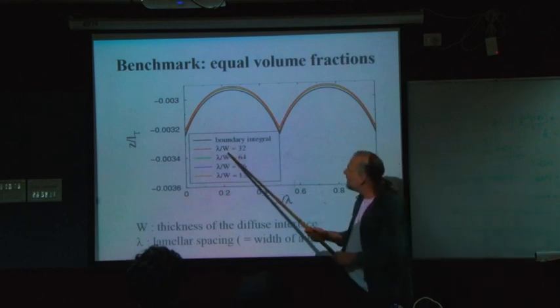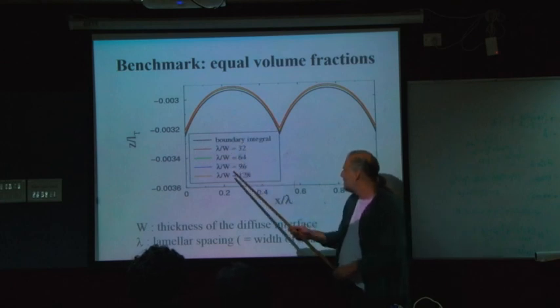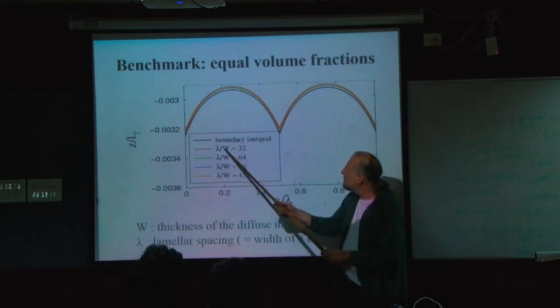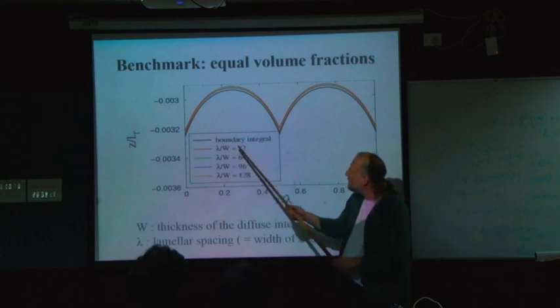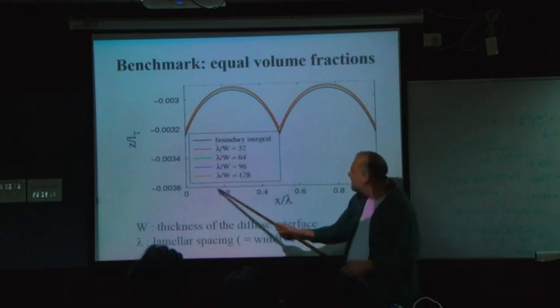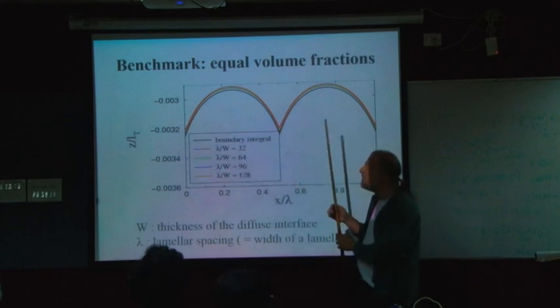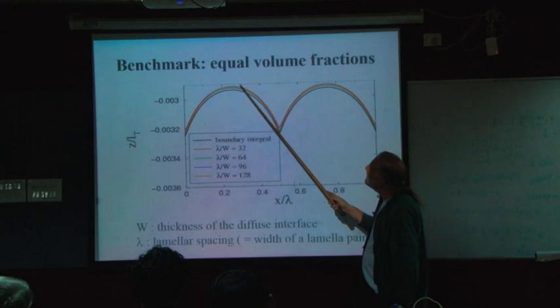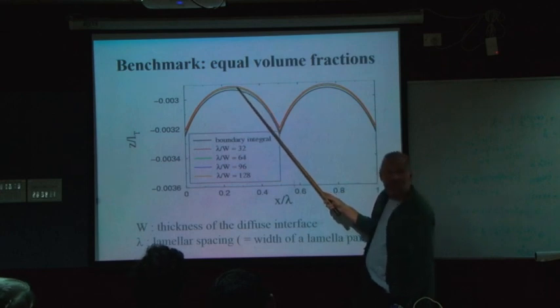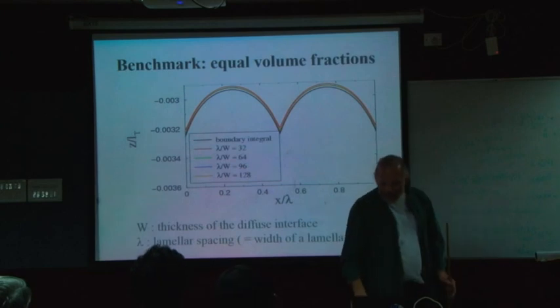So you can see, with the thickest interface, where the interface width is just 1 by 32 times the lamellar spacing lambda, so lambda is the length of one lamellar pair, the red line is a little bit farther off, the other 3 almost superimpose, and everything is very close to the boundary integral solution.